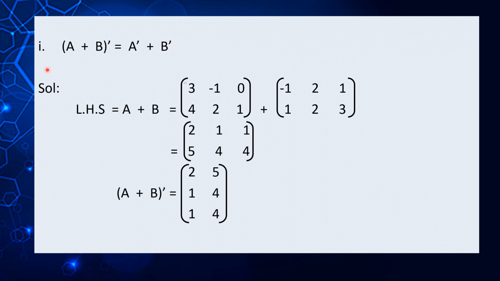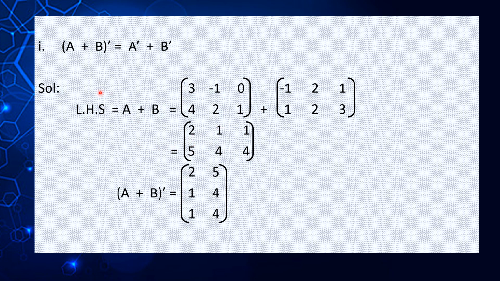Now the first part of the question we are going to solve. That is A plus B the whole transpose is equal to A transpose plus B transpose. So first consider the LHS and take A plus B. We would add both. We would get 3 plus minus 1 would be 2. Minus 1 plus 2 would be 1. 0 plus 1 would be 1. 4 plus 1 would be 5, 2 plus 2 would be 4, 1 plus 3 would be 4. So now we have the A plus B matrix, that is this.